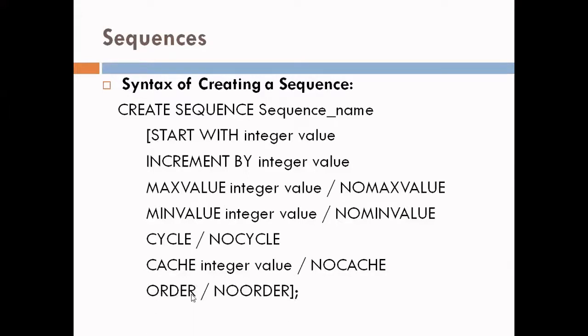The last one is order or no order. If we are writing order, it means all the numbers will be generated in a particular order. If we don't want to generate a number in a sequential manner or in order, then we have to write down no order. Here we can see that all the options are written between square brackets. It means that all are optional. So if we don't specify any of these, it can also generate a sequence.